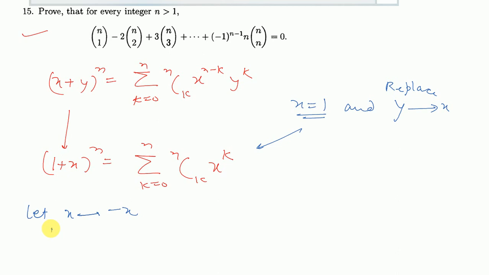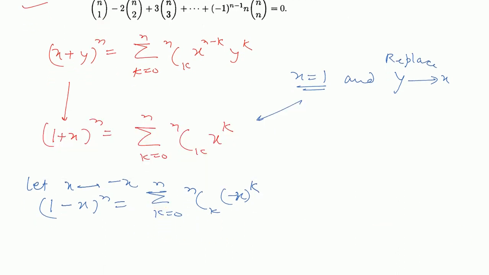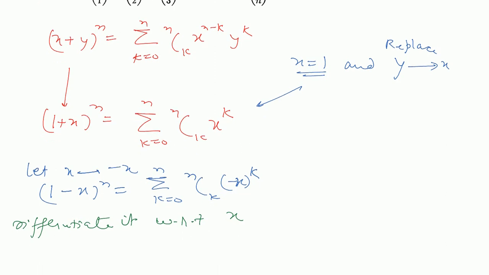Okay, then what will I get? 1 minus x raised to the power n, isn't it? Then summation running from k equal to 0 to n, nCk, minus 1 raised to the power k, x raised to the power k. Is it okay, everyone? So now the next step is to differentiate it with respect to x.